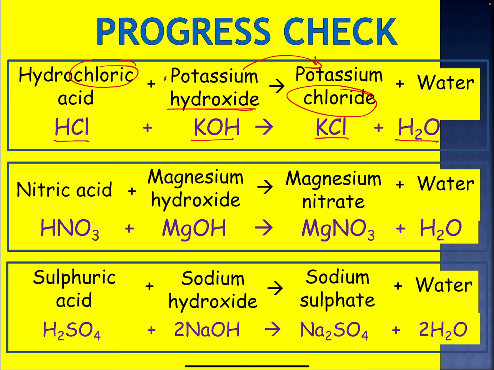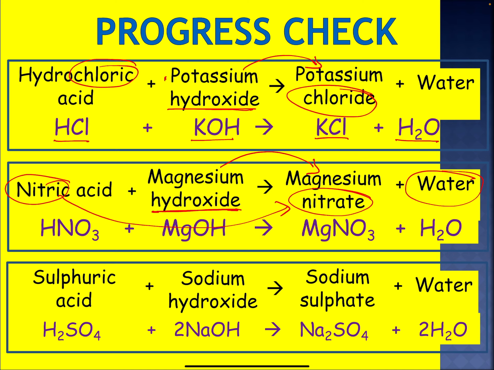The second one I asked you to do was the nitric acid reacting with magnesium hydroxide. Now, the salt you should have got was magnesium nitrate because the acid is nitric, and the name of the metal is obviously magnesium. And there's your water. And the simple equation is HNO3, that's your nitric acid, magnesium hydroxide.